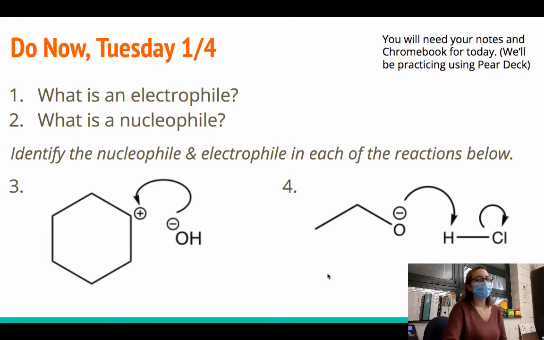So a nucleophile is something that has too many electrons. It's attracted to the nucleus. And then the electrophile is something that wants more electrons. It loves electrons, so it wants more. So for number 4, you could just put N, comma, E. So just looking more at the definitions of nucleophile and electrophile. Any questions on the do now?